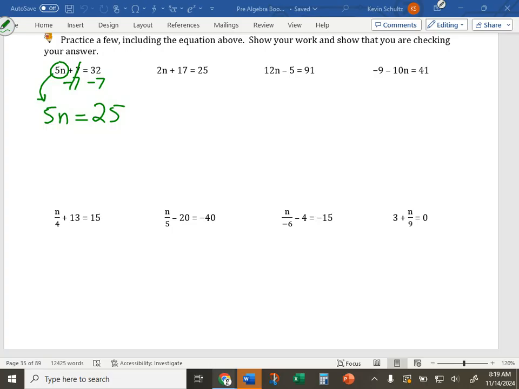Okay? So here in this step, here is where we'll be dividing both sides by 5 to undo the multiplication. Get n by itself, and 25 divided by 5 is 5. And so n equals 5. And just like before, we can go back and check this too. Is 5 times 5 plus 7 equals 32? Yes, it is. 5 times 5 is 25. 25 plus 7 equals 32.